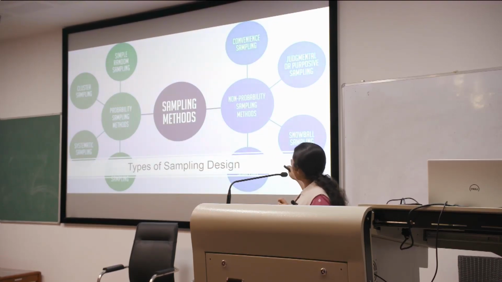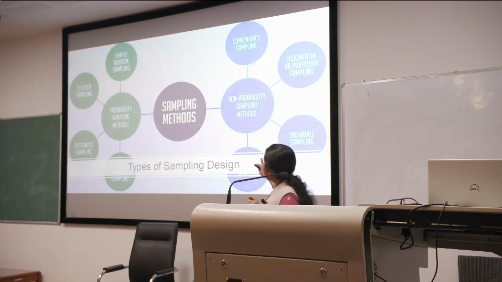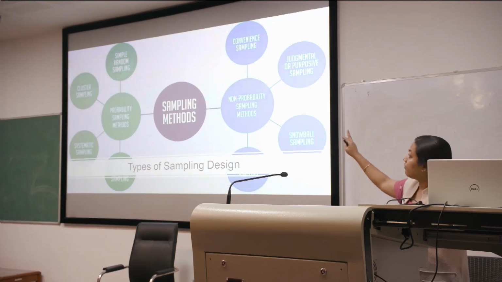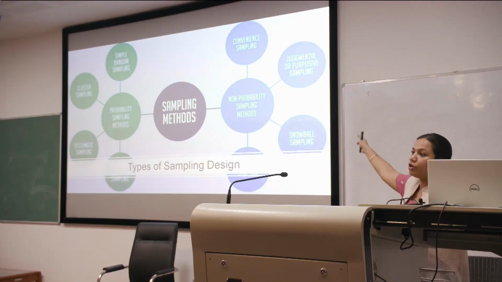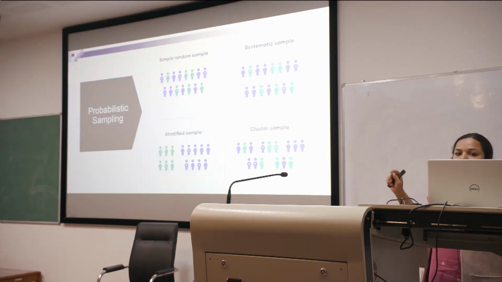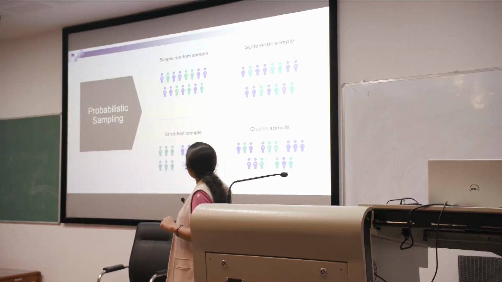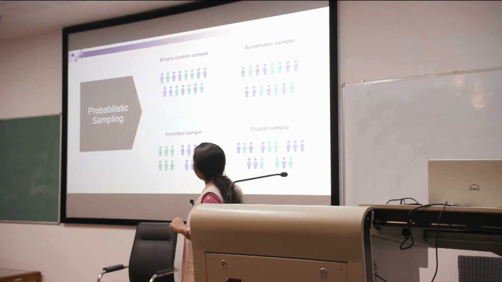Then snowball, judgment or reference, quota based, and these are the two types. Within the two types, there are the probability-related and the non-probability-related ones. So with a simple example, probability: here, see, simple random sample.